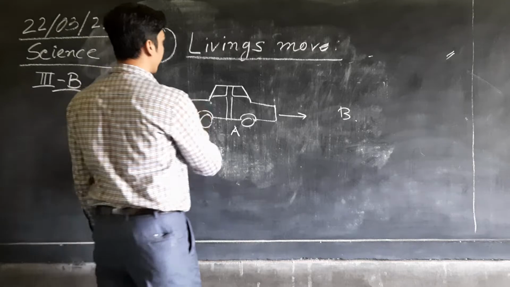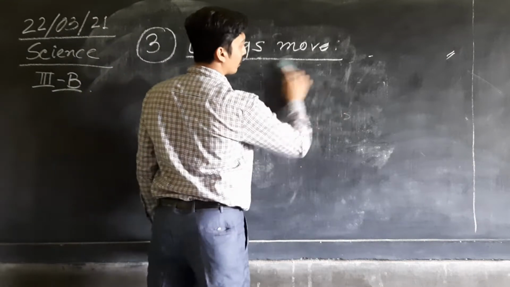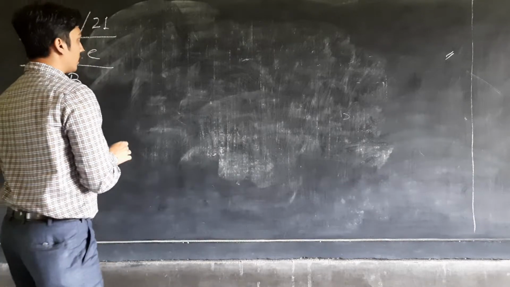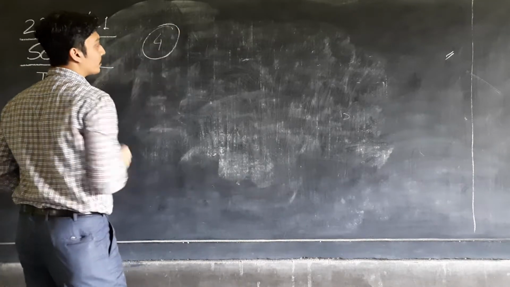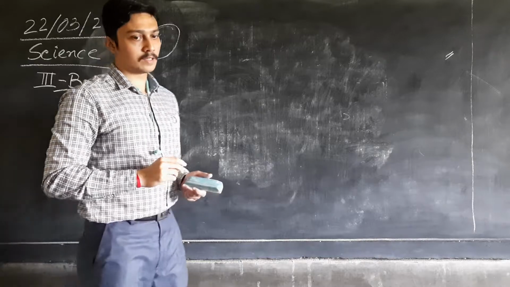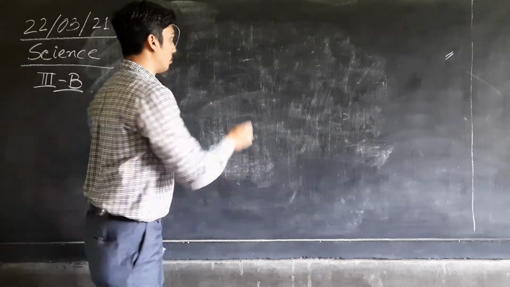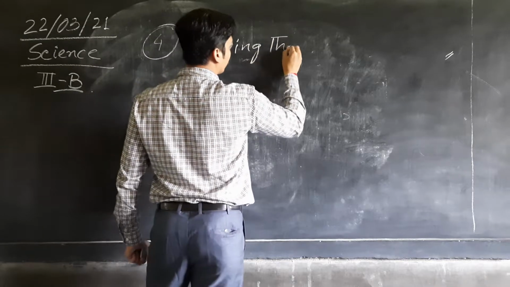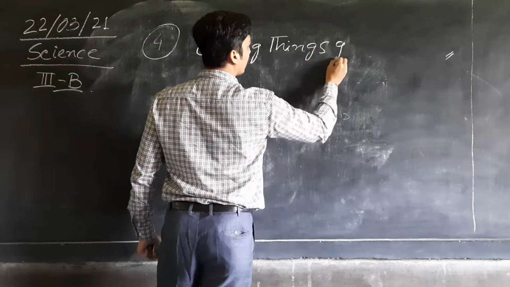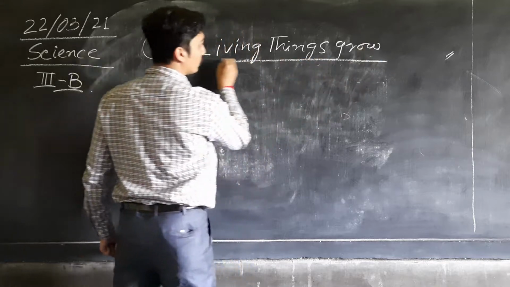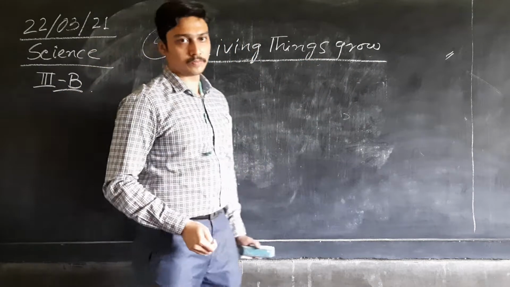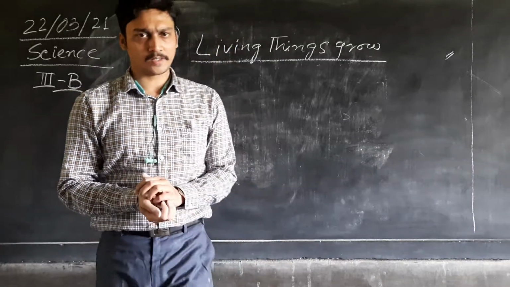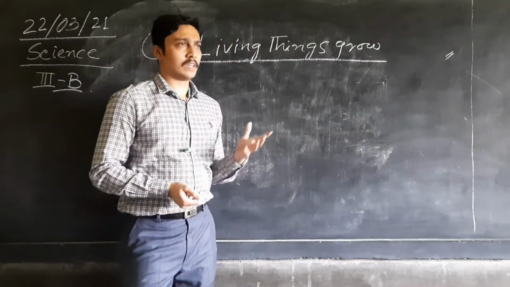Now I am going to the next characteristic. The number 4 characteristic is living things grow. Living things grow. Okay. Let us discuss what is growing.